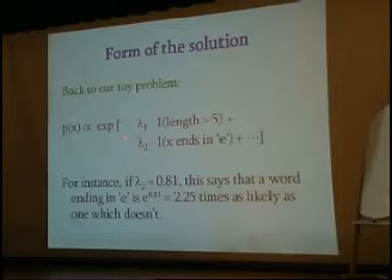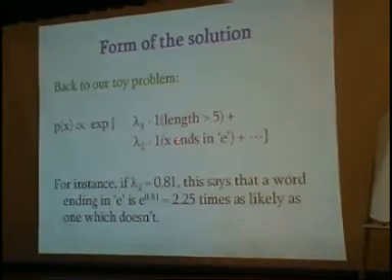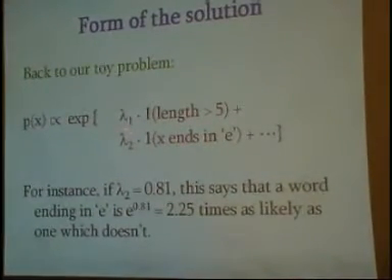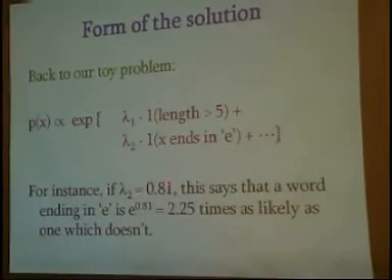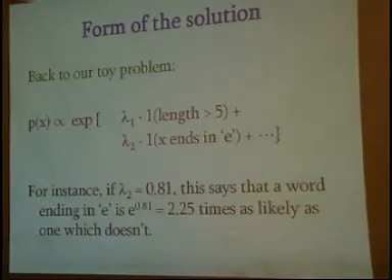Okay, so what do these things mean? What do these coefficients, which, as we've seen, are actually Lagrange multipliers, what do these things mean? Well, for instance, if lambda 2 is 0.81, this means that if the word ends in e, then you jack up its probability by a factor of e to the 0.81, 2.25. Okay, so this is the sort of interpretation of these Lagrange multipliers. Okay, great.